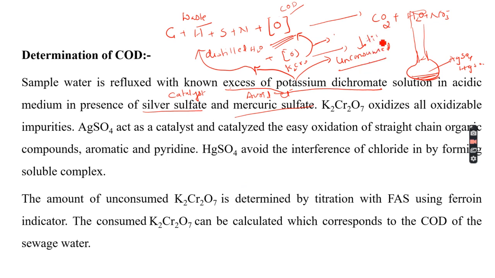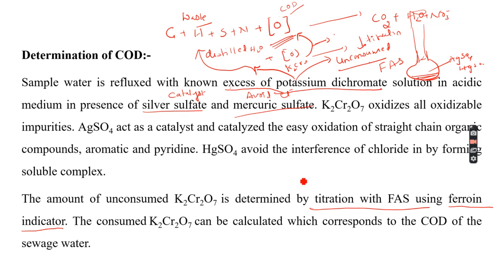So we will detect the unconsumed potassium dichromate by titrating it with ferrous ammonium sulfate. The consumed part was used for the oxidation of the organic compound, but the unconsumed potassium dichromate is determined by titrating with FAS using ferroin as an indicator. The chemical name of ferroin is 1,10-phenanthroline iron(II) complex. It shows a color change: in an oxidizing environment it imparts bluish green color, and in a reducing environment it imparts red color.